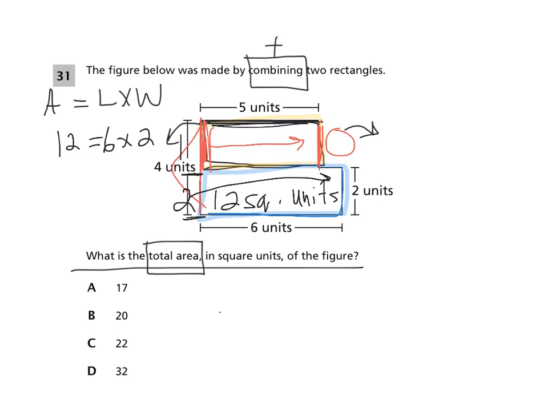So 2 and what will give me 4? 2 and 2. So now I have my missing side. So now I can do 5 times 2, which gives me 10. Now I can put that together because it said to combine them. So my total area should be 22 square units.